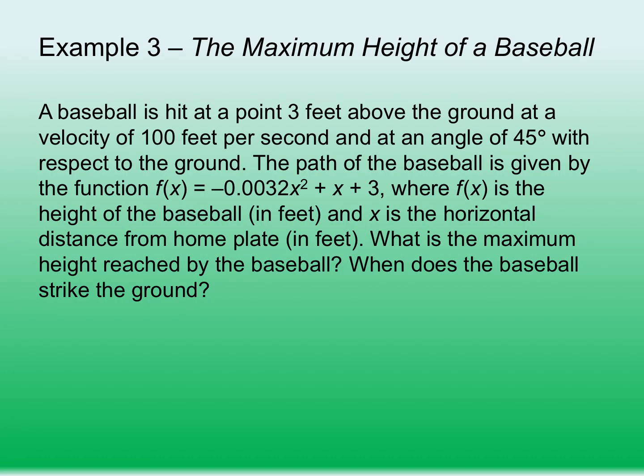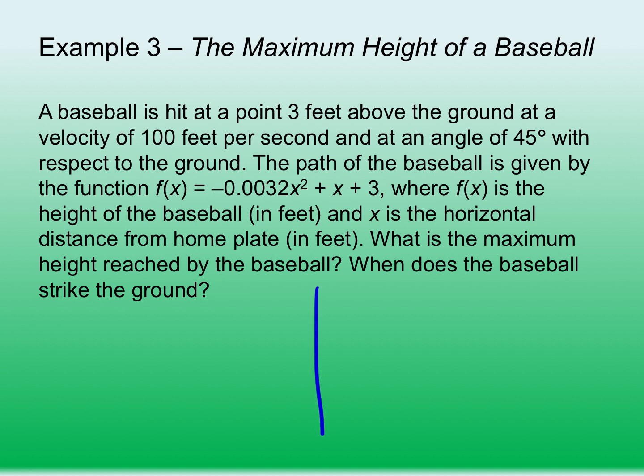In example 3, it expects you to have a graphing calculator to do this, but I'm just going to talk you through it just to get an idea of what's what for word problems. It says a baseball is hit at a point 3 feet above ground at a velocity of 100 feet per second and at an angle of 45 degrees with respect to the ground. The path of the baseball is given by the function negative 0.0032 x squared plus x plus 3, where f of x is the height of the baseball in feet and x is the horizontal distance from home plate in feet. What's the maximum height reached by the baseball? When does the baseball strike the ground?